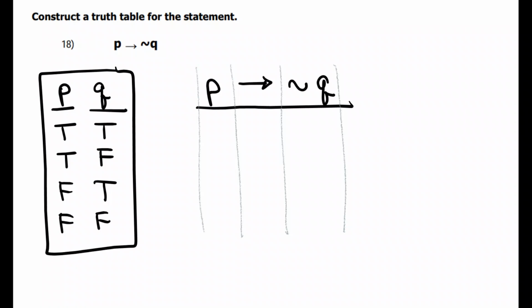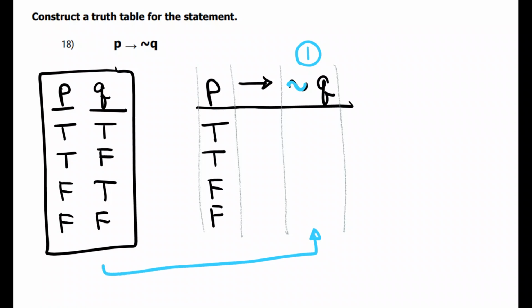And I always start by looking for anything that I can copy from what I just wrote down there, the P's and Q's. I have one P, and that is true, true, false, false. And now I'm going to do the negation of Q. To get this column, I just have to come over here and negate the column that's labeled Q, which is true, false, true, false. So everything switches. False, true, false, true.